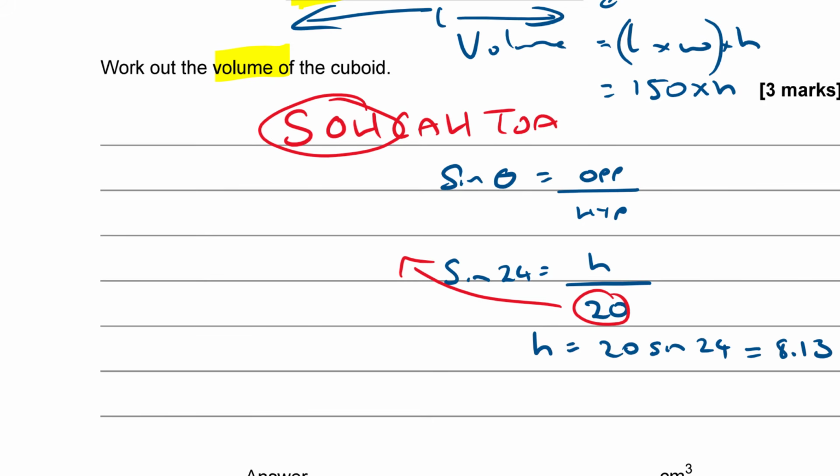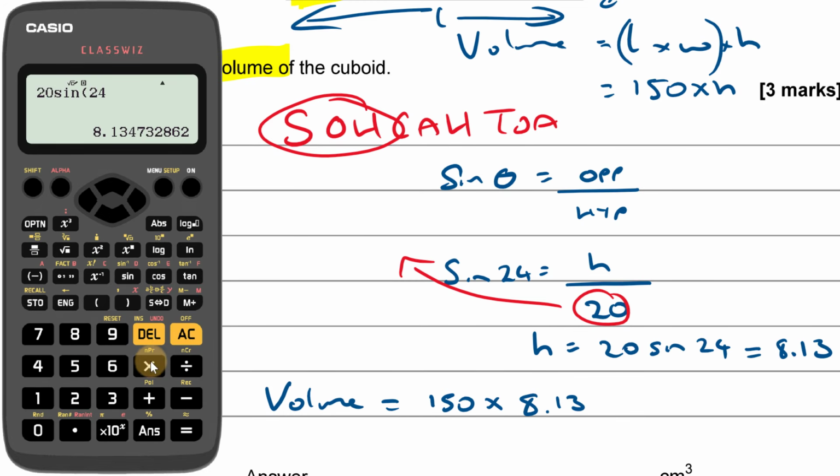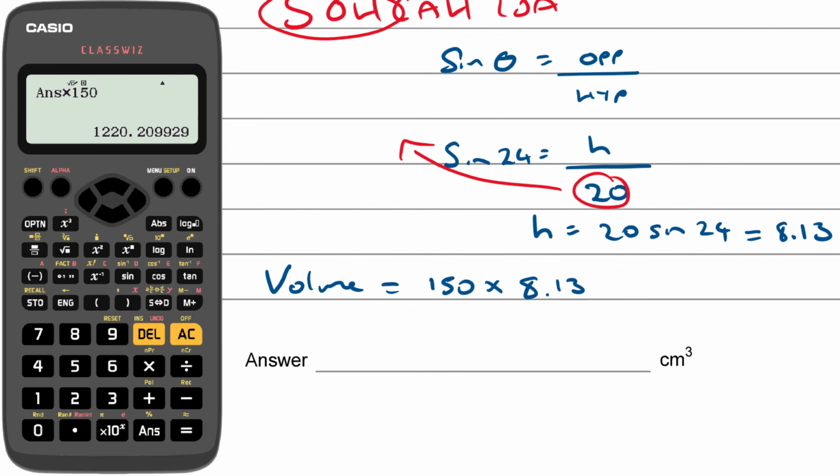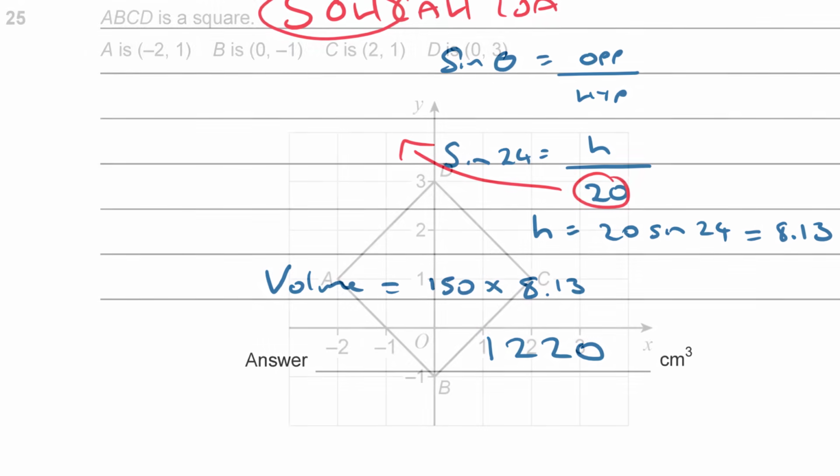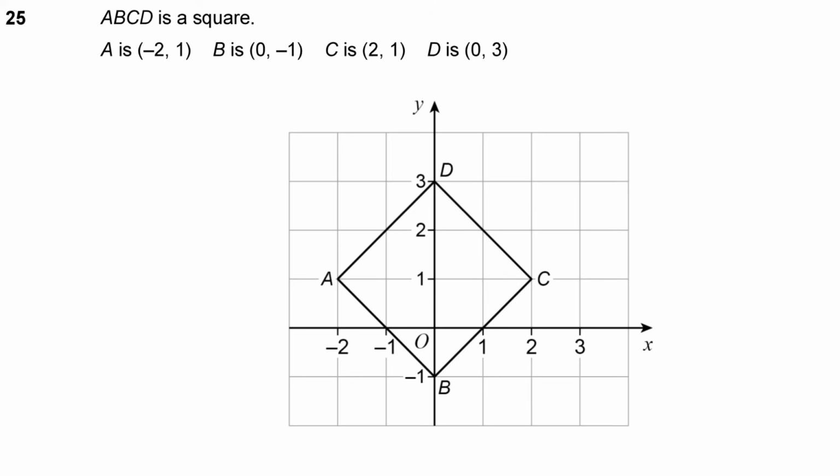So then the volume is going to be 150, the base of my cuboid, times its height, 8.13. So I'm just going to multiply that through by 150. And that's my answer, 1220.2. Just going to write that down as 1220. Done.